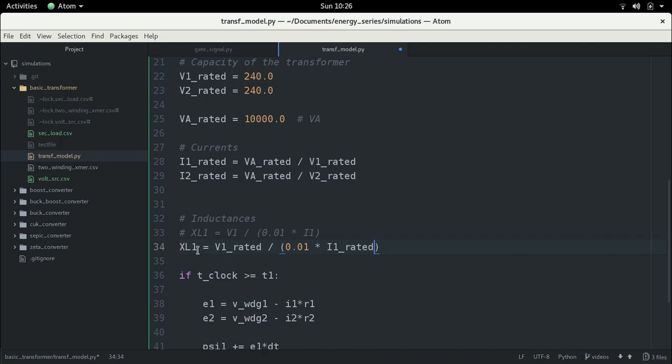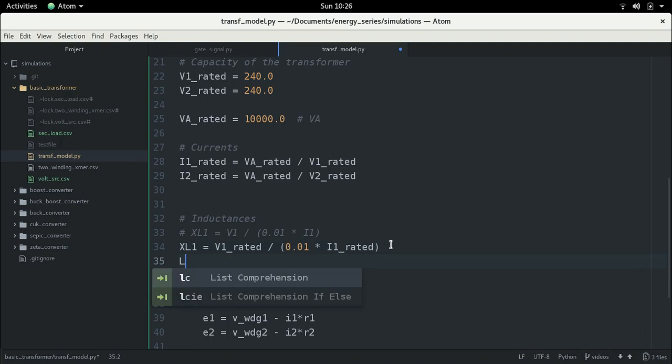So that is basically this reactance that we are choosing is such that if the voltage applied to the primary winding is equal to the rating of that winding, then only 1% of the rated current will flow through it. This is assuming that the secondary is open, right? So we are applying voltage only to one winding and leaving the secondary winding open. This is the definition of an open circuit test, and in an open circuit test is how you determine the magnetizing current of a transformer.